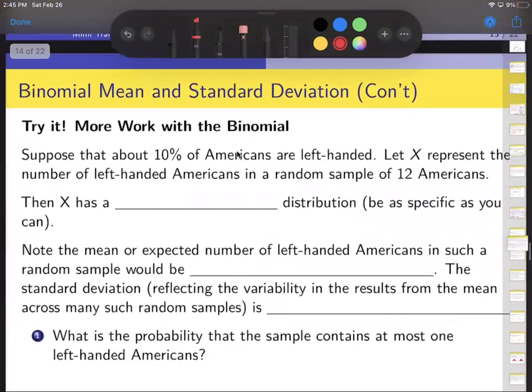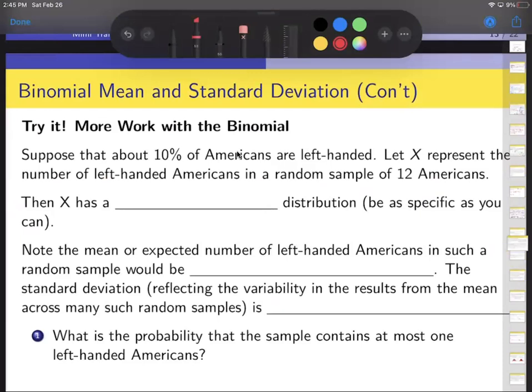Okay, try it. Suppose that 10% of Americans are left-handed. Let X represent the number of left-handed Americans. Remember, X is the number of successes, right? Here, the number of successes is defined as left-handed. In a random sample of 12 Americans, so the sample size is 12.